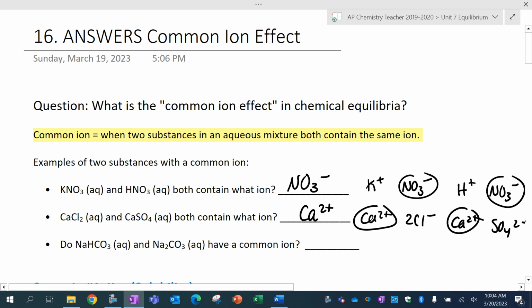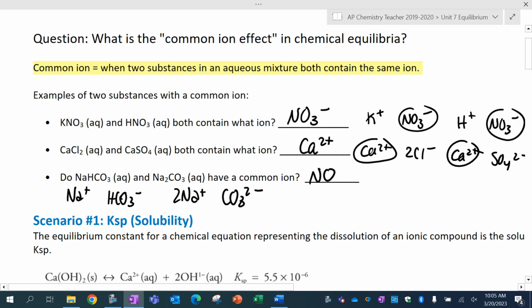Let's look at one more example, NaHCO3 and Na2CO3. At first glance, they might seem to have something in common because they both have that CO3 there, but actually NaHCO3 is sodium bicarbonate, so HCO3 is the bicarbonate ion, whereas this one is sodium carbonate. So these two substances do not have any ions in common. You just want to be careful when you're looking at your chemical formulas. Keep an eye out for these common ions. This will really help you later on as we look at buffers as well.